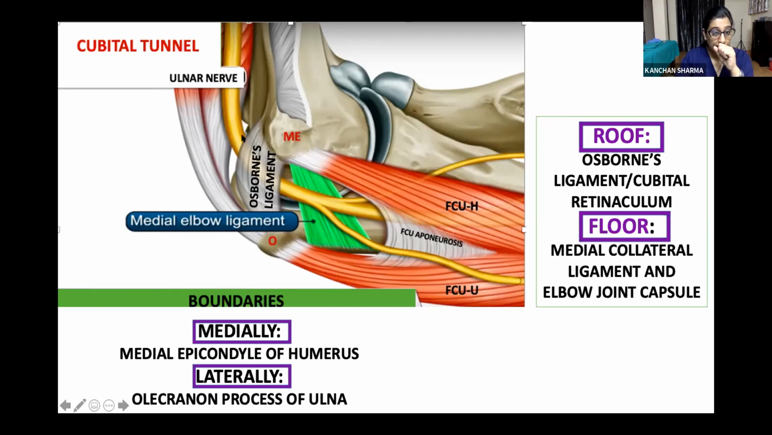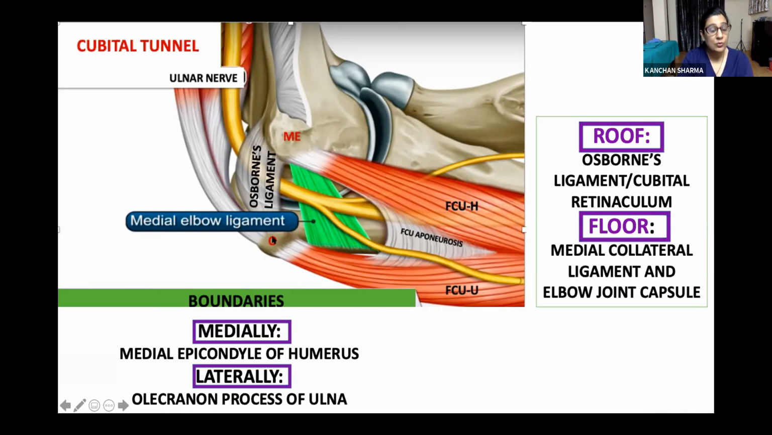So what happens, this ulnar nerve, after traversing beneath this Osborne ligament, enters just deep to the FCU aponeurosis. Some books also call it the arcuate ligament, but I prefer to call it the FCU aponeurosis, and that is also there in all the books. So now it enters just beneath the flexor carpi ulnaris aponeurosis. So in this whole area, the ulnar nerve is subjected to entrapment because now it is a tunnel. Again, just look at this boundary once again. Medial side, medial epicondyle.